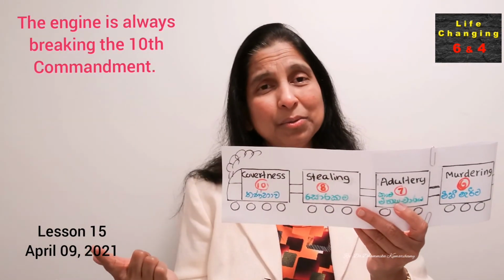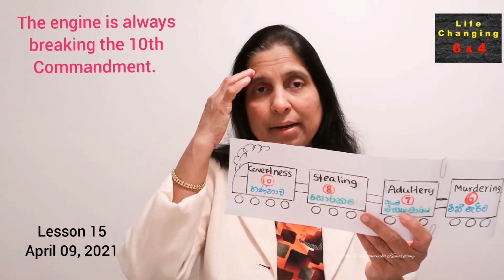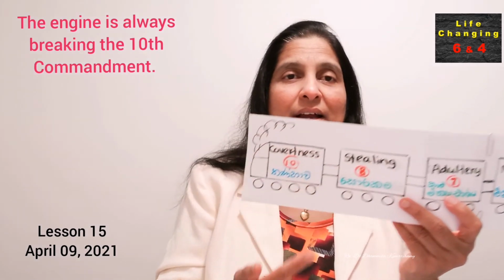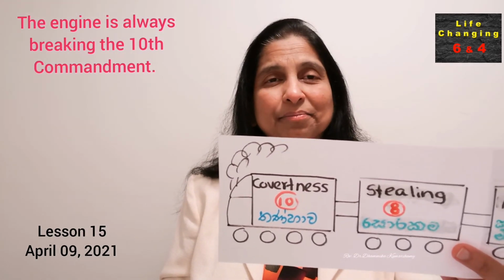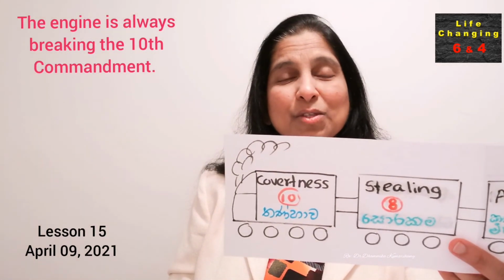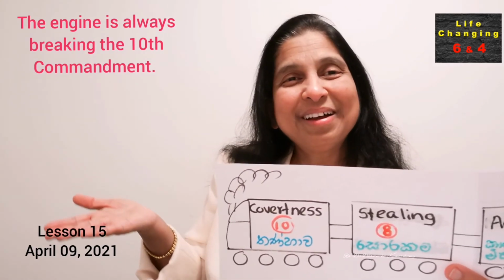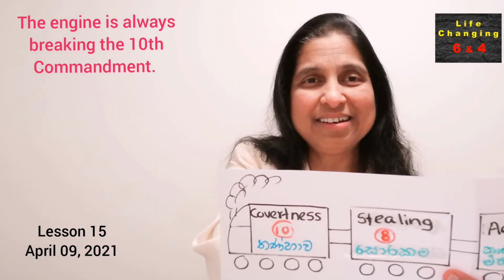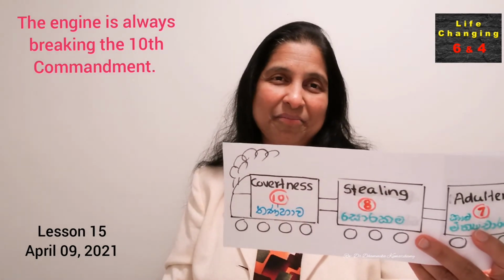So I told you last week, every sin from the mind is included in this 10th commandment. That is why covetousness becomes the engine of the train. So now you understand why we learn from descending order. Any chain, any train starts from the 10th commandment.